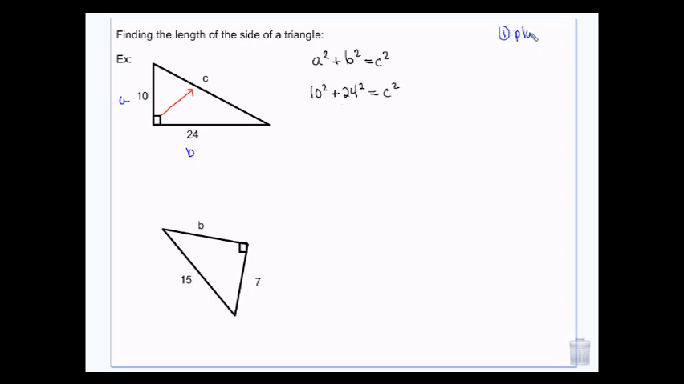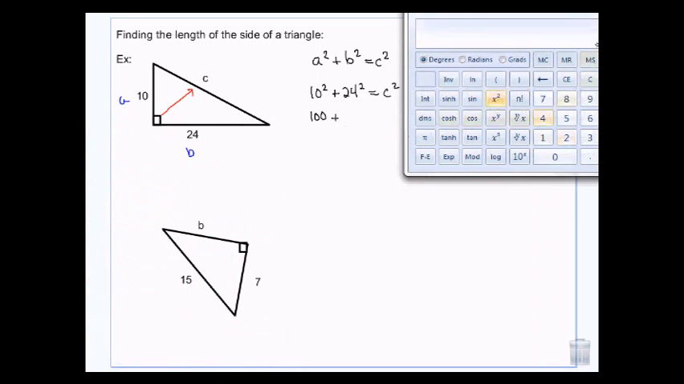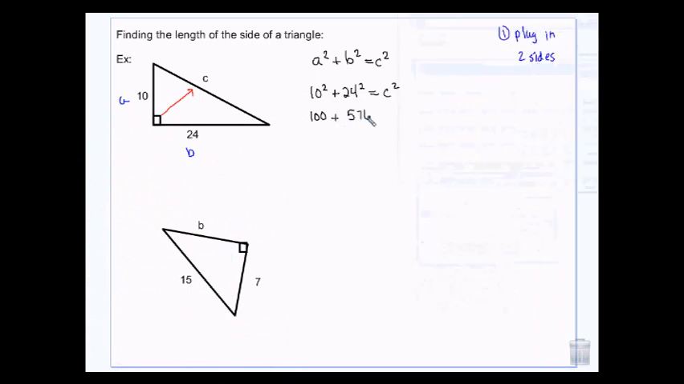And you get a calculator. So I have 100 plus 576 is equal to C squared. So 676 is equal to C squared. And then we're going to take the square root of both sides.